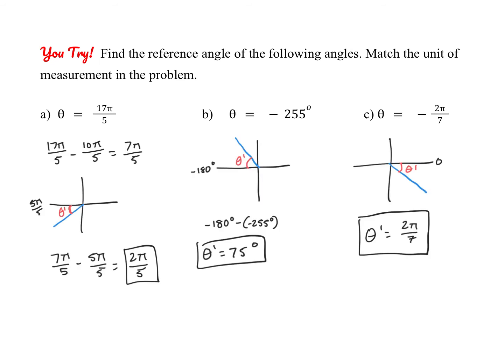All right, go ahead and check your work here. So for the first one, I found a smaller coterminal angle, so 7 pi over 5. So the distance between 7 pi over 5 and pi, its closest x-axis is 2 pi over 5. And then negative 255 degrees is over here in quadrant 2. So the distance between negative 225 and negative 180 is 75 degrees. And then negative 2 pi over 7 is just in quadrant 4, and the distance to its closest x-axis, which is just 0 radians, is positive 2 pi over 7.